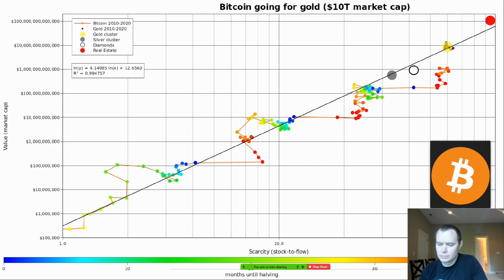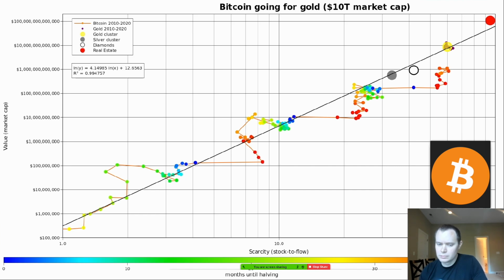Stock to flow: the stock of something is the reserves that are above ground. So for gold, for example, that would be 200,000 tons. And then you divide that by the annual production of gold, which is around 3,000 tons. So you get a stock to flow for gold of a little bit above 60. And you can do the same with Bitcoin.